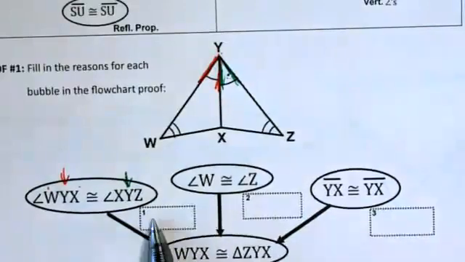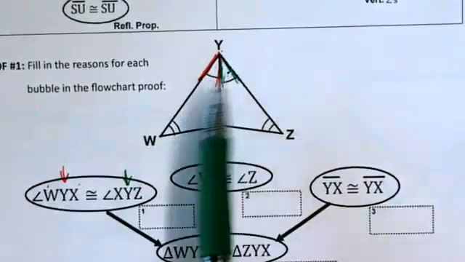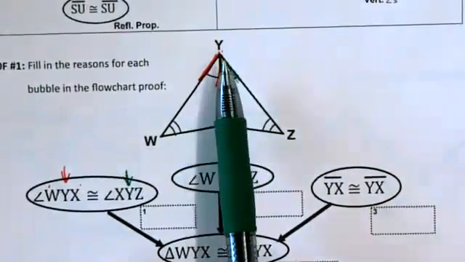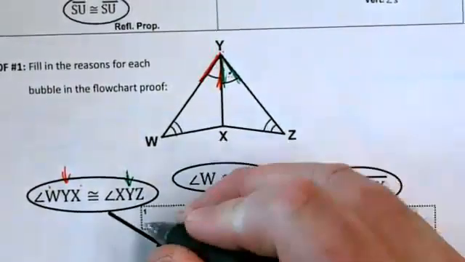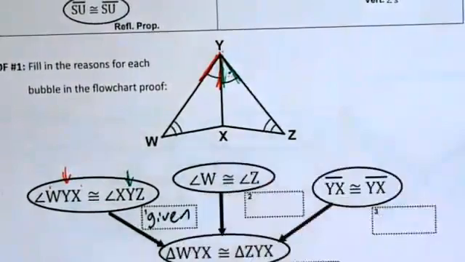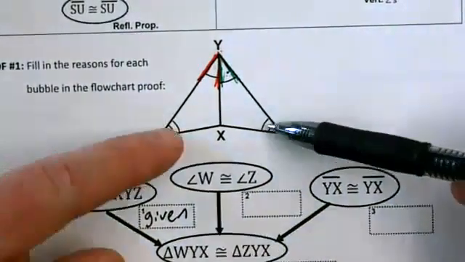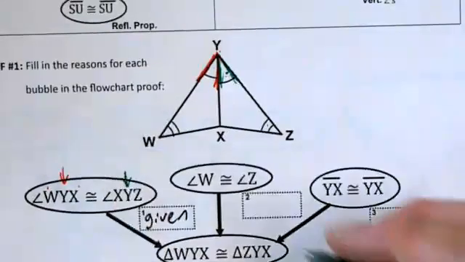We still haven't written our reasons here. How did I know that this red and this green angle were the same size? How did I know? Because they were marked congruent when we got the picture, right? And our reason for that is going to be given. How many people are given there? Oh, you guys are great at this. All right, W and Z. How did I know that these 2 angles were the same size? It was given to us by those markings.